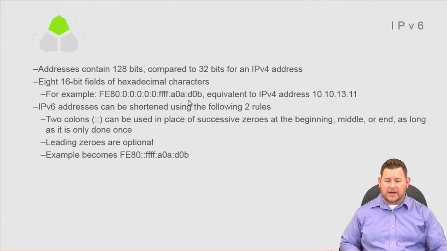So you take this example right here, and you can shorten that to FE80::FFFF:A0A:D0B. That eliminated all the zeros pretty easily, and then you only have the rest of the string right there. So if you have the double colon, just insert however many zeros it takes. Remember, there are 8 16-bit fields, so you know that there's going to be 8 fields. Take however many fields you have and just add zeros until you get 8, essentially. That's how it's done. These leading zeros are optional. And so obviously the example becomes this down here with this colon, FFFF.